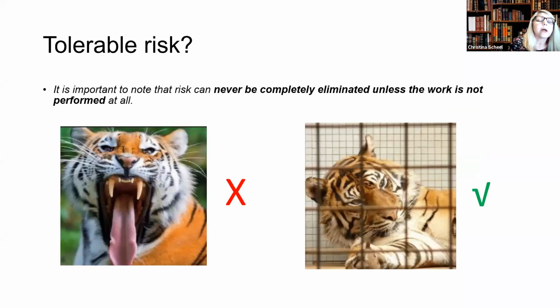I just want to talk about tolerable risk, which is the same as accepted risk. I threw that in there because you'll hear it both ways. But it is important to note that risk can never be completely eliminated unless the work is not performed at all. There's always some form of risk, even if it's a slip and fall in the lab. If you're doing a procedure, there's some risk involved. So if you cannot lower the risk to the extent that it's accepted, then you probably don't need to do the procedure.